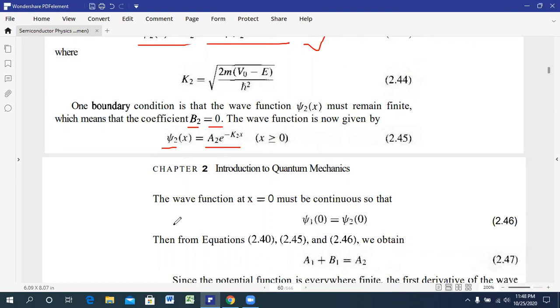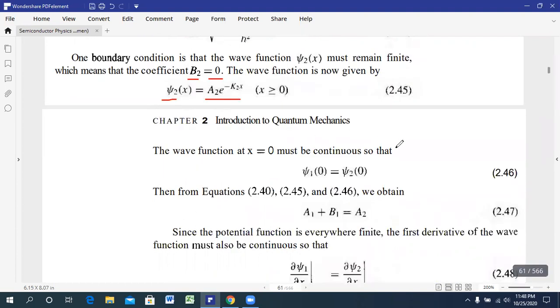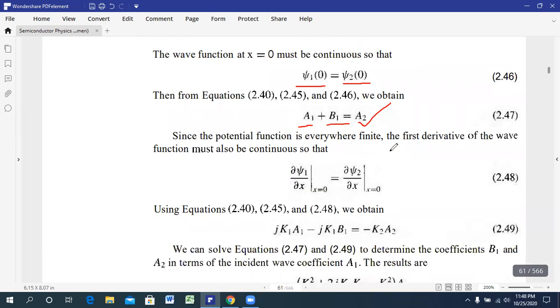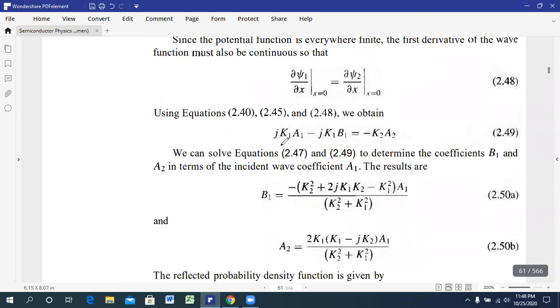Now if the wave function is continuous at x equals 0, then psi 1 of 0 should be equal to psi 2 of 0. So the formula will be a1 plus b1 equals a2. Now if we put these two values in their generalized solutions, then we will have j k1 a1 minus j k1 b1 equals to k2 a2.